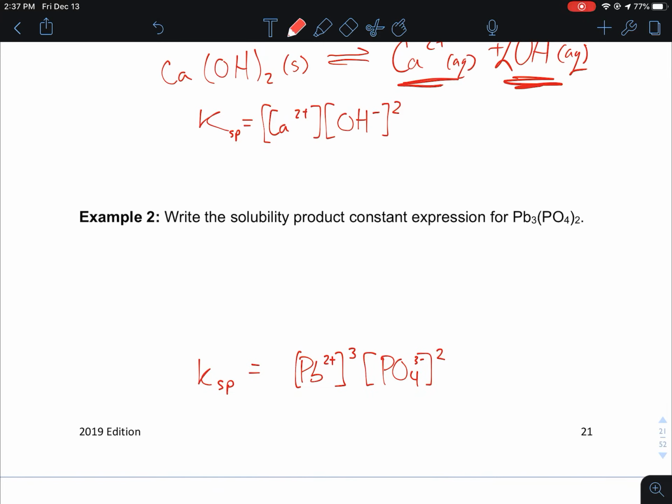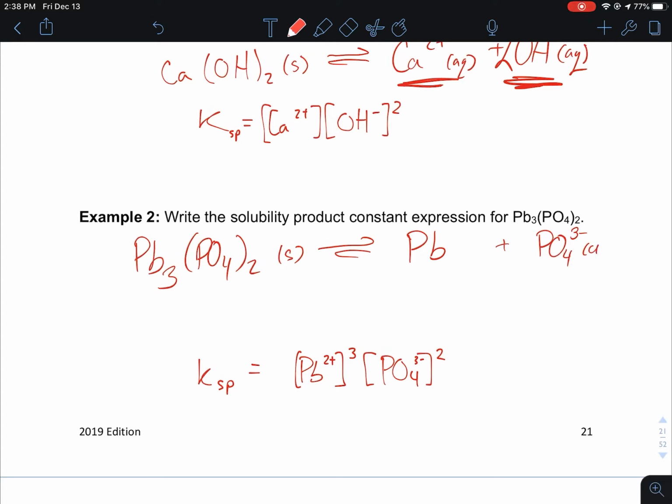So if you want to go through the details here, we can take lead 3(PO4)2. We can treat that as our solid, get that chemical reaction up there. Make sure you do your calculations very carefully. You might need to go look up an ion chart if you're not comfortable with calculating it from the formula. If you aren't comfortable with calculating it from the formula, maybe that's something you should review.